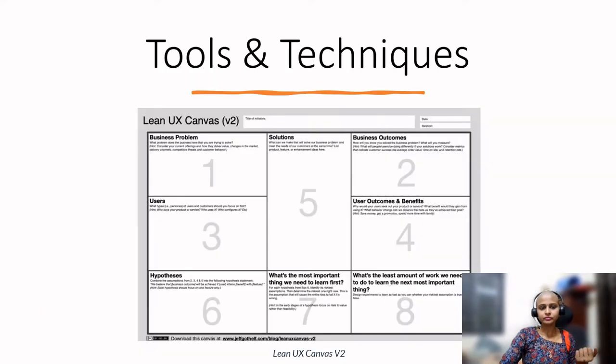Okay, tools and techniques. As I said already in the beginning, we do have so many tools and techniques available in the market to have the product backlog refinement session very effectively and fruitfully. So this is one of the tools, the Lean UX Canvas. It is available on the internet itself. You can download it and use it as per your convenience. So what would be the first point when we are using this tool? This tool is self-explanatory. It will give a clear picture just if you see it.